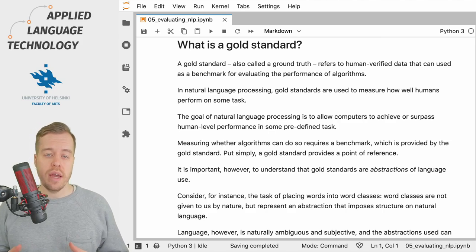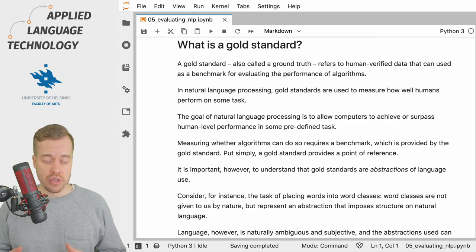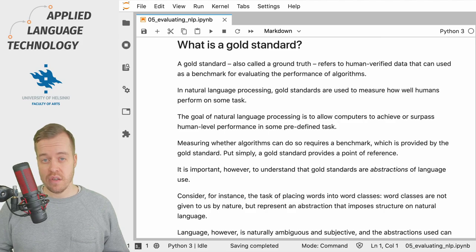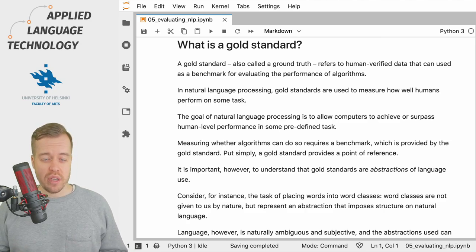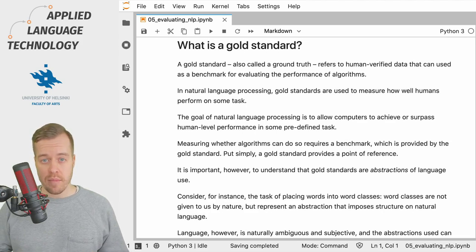It's also important to understand that gold standards are abstractions of language use. Think, for example, of placing words into specific word classes. Those classes are not given to us by nature, but they are abstractions imposed on language by theories of grammar. Language is naturally subjective and ambiguous, so we might not always agree on how to describe a particular instance of language use. Generally, we want to have reliable gold standards that we agree on in order to have a solid benchmark for measuring the performance of natural language processing models.